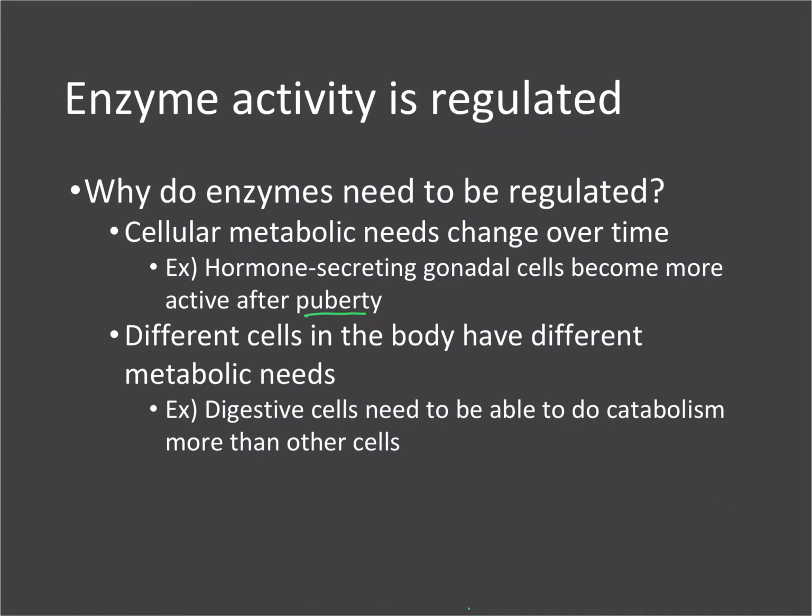Different cells in the body also have different metabolic needs. So some cells need to have some activated enzymes, whereas other cells might not need those same enzymes to be activated. And so there has to be a way to turn on enzymes when they're needed and turn them off when they're not needed.